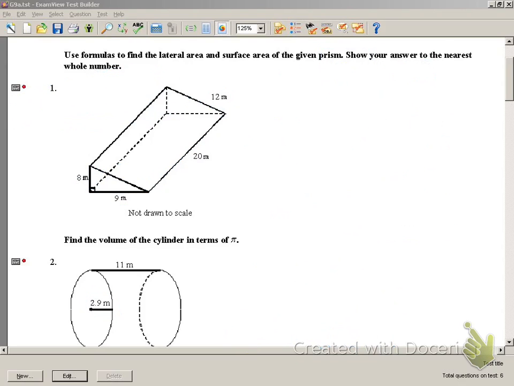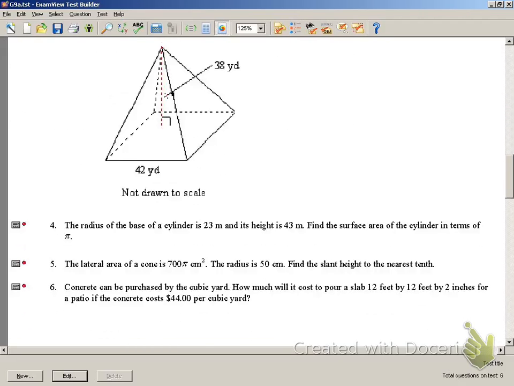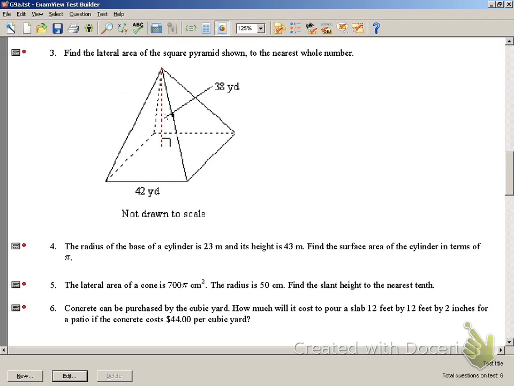Going to number 3. It says find the lateral area of the square pyramid shown to the nearest whole number. The nearest whole number. Now, it's a square pyramid. That helps us out to know that this side is equal to this side, and this side. All 4 of those sides are going to be the same measure, so all 4 of them are 42.